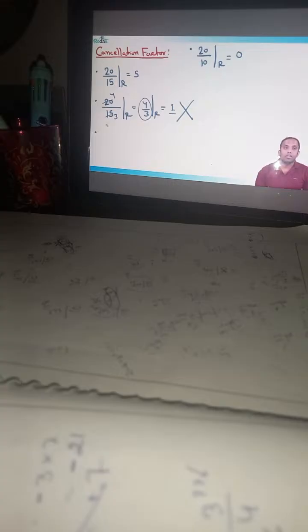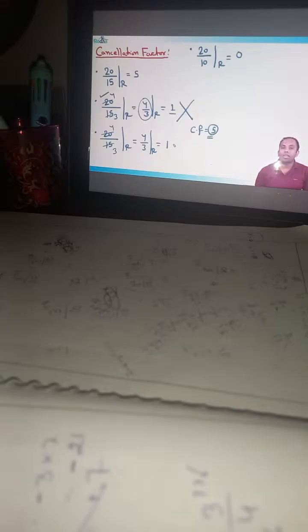So how to use this cancellation factor concept in remainders? Take this example, 20 by 15, what is the remainder? If I can see a common factor in numerator and denominator, that is 5 here, I can cancel it. 5 3 are 15, 5 4 are 20. Simply remember that your cancellation factor is 5. You have cancelled by 5 from both the numerator and denominator. So you are left with 4 by 3. 4 by 3 remainder is 1.